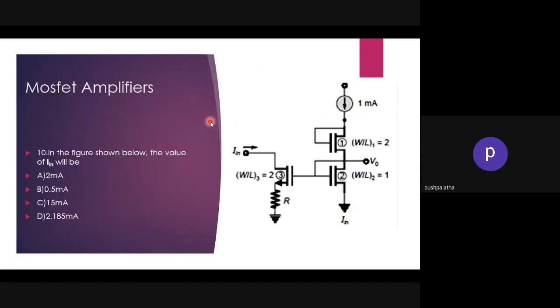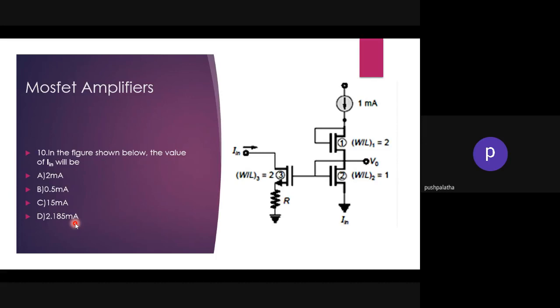I'll go to the MOSFET amplifier. In the figure shown below, they're asking what is the value of I in. The options are 2 milliamps, 0.5 milliamps, 15 milliamps, 2.185 milliamps.